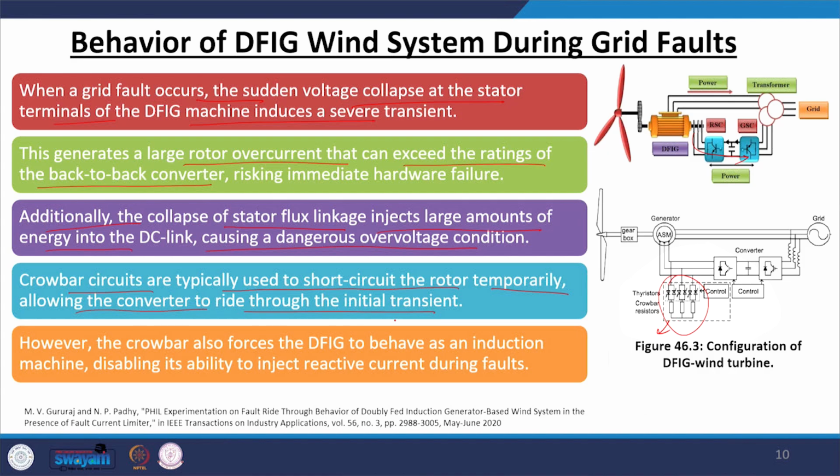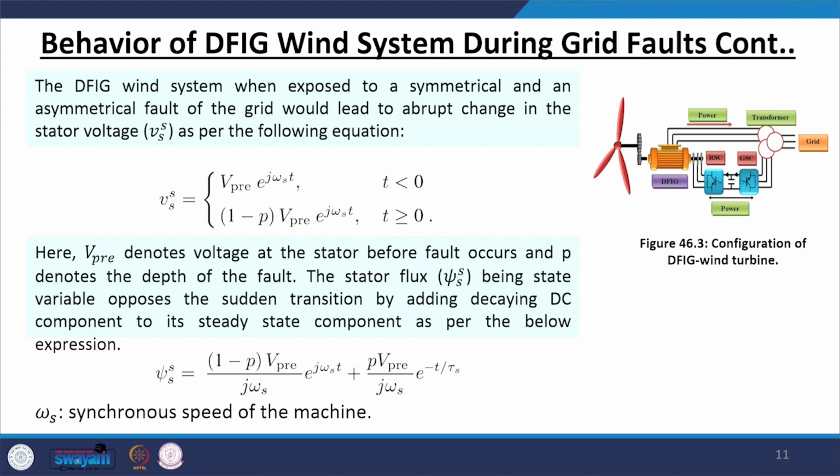That means your extra rotor current will flow through the crowbar and then it will be dissipated as heat energy. However, the crowbar also forces the DFIG to behave as an induction machine, that means as an induction motor, because now other than generation you are just giving a load. So, that means it will act as an induction motor, disabling its ability to inject reactive power current. Okay. So, how will that behavior look?